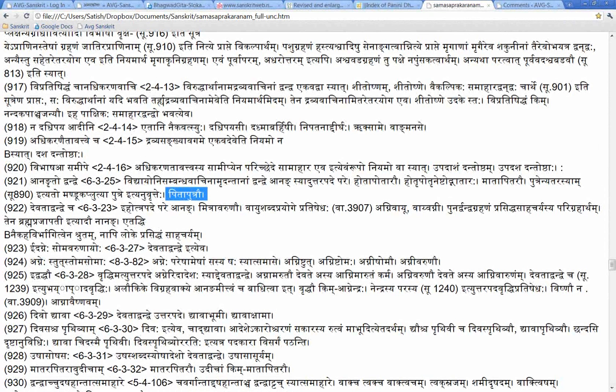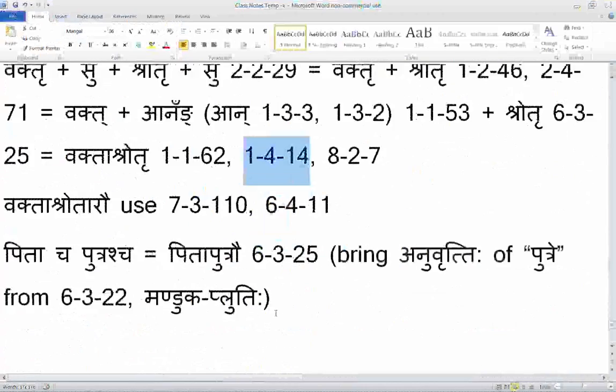Manduka plutihi. Manduka plutihi means that sometimes an anuvritti skips one or two rules in between and goes to the next sutram. That is what we are going to do here. So it is Manduka plutihi. I think there might be a typo in the document. Give me 1 second. Manduka plutihi.